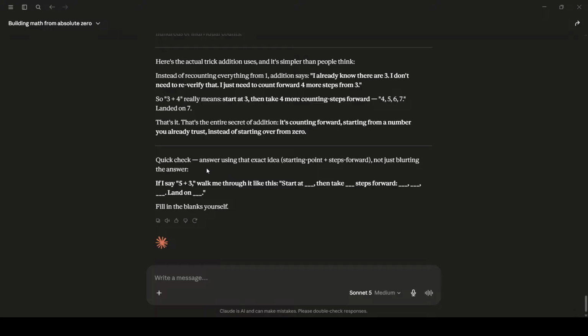Quick check. Answer using that idea: starting, then stepping forward. If I say 5 plus 3, you can say start at 5, then take 3 positions forward.